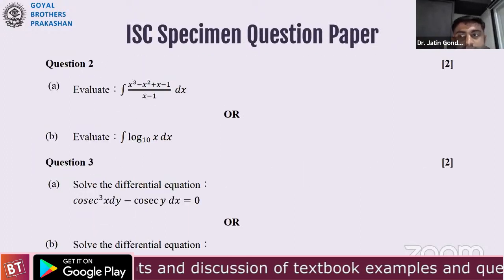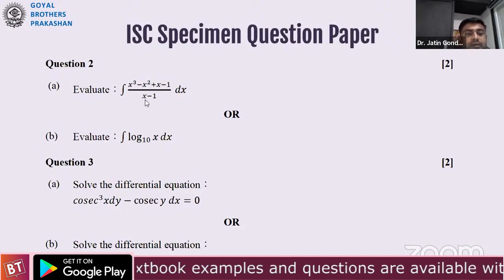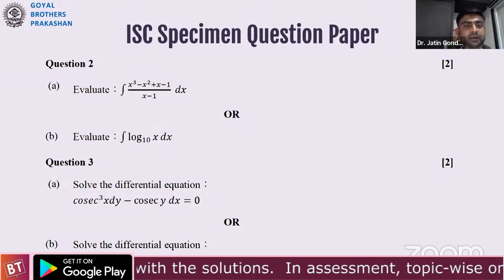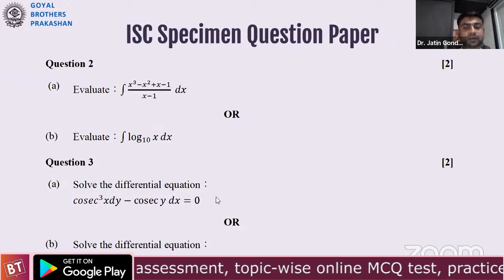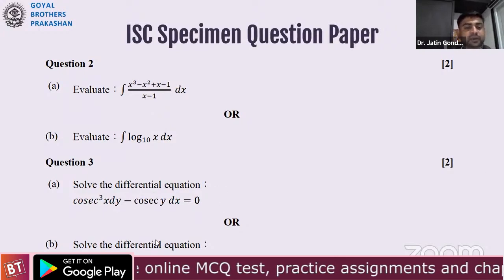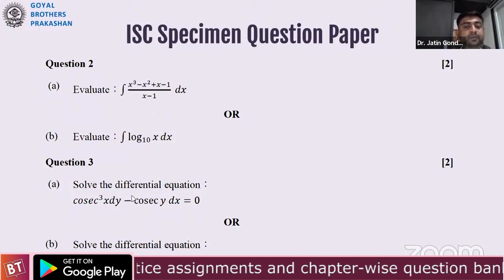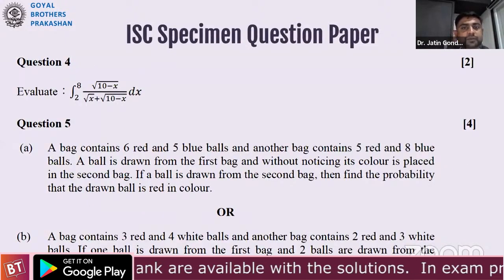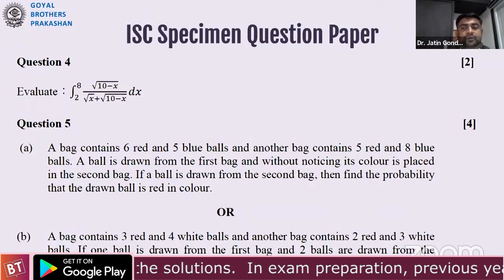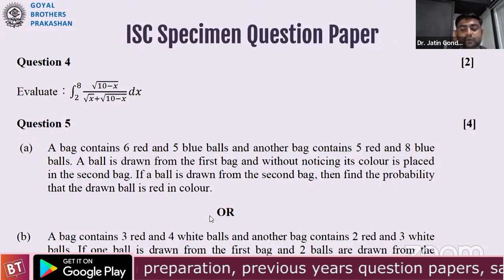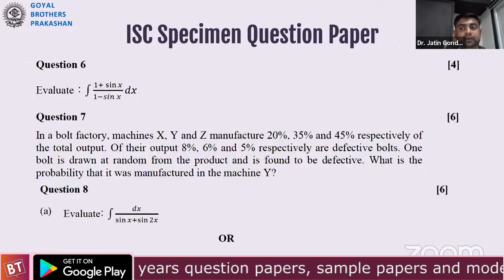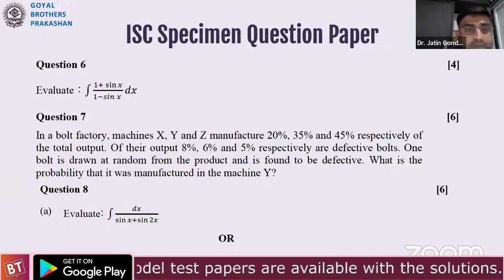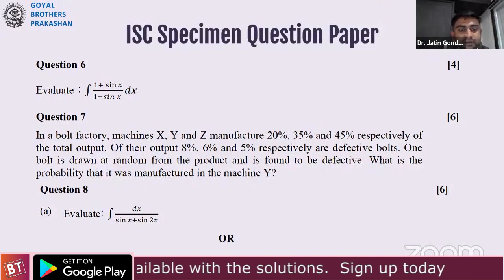Now, in the 2 marks questions, they have given an internal option, and question 2 is from indefinite integral. Question 3 is also a 2 marks question, and they have given an internal option over here. It is a differential equation question. Then question 4 is also a 2 marks question from definite integral. Question 5 is from laws of probability. It is a 4 marks question with internal option. Question 6 is also from indefinite integral, a 4 marks question. Question 7 is a Bayes theorem question, which is a 6 marks question.